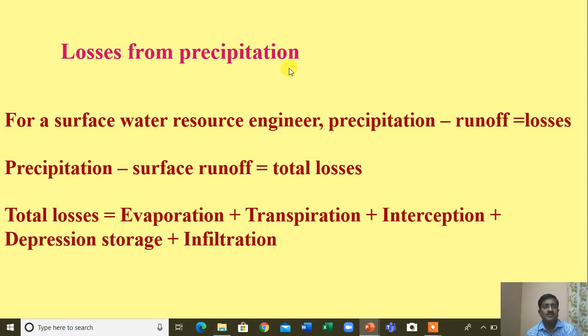Losses from precipitation. When a water resource engineer calculates, precipitation minus runoff is equal to losses, that is a state equation. Precipitation minus surface runoff is equal to total losses. An important one: total losses is equal to evaporation plus transpiration plus interception plus depression storage plus infiltration. So here you can see the major component is evaporation in the total losses.